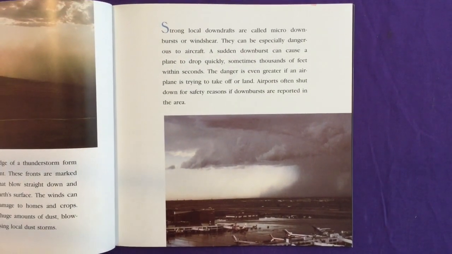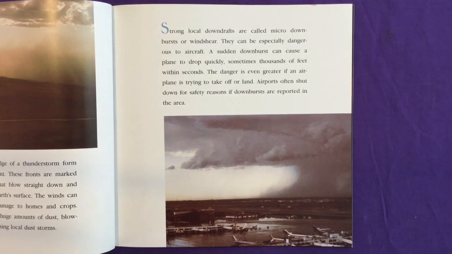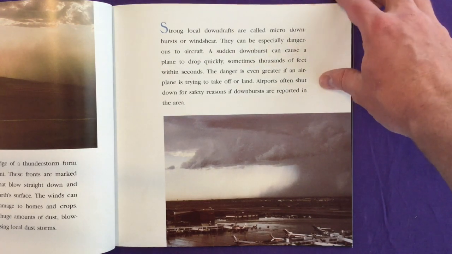Strong local downdrafts are called micro downbursts or wind shear. They can be especially dangerous to aircraft. A sudden downburst can cause a plane to drop quickly, sometimes thousands of feet within seconds. The danger is even greater if an airplane is trying to take off or land. Airports often shut down for safety reasons if downbursts are reported in the area.